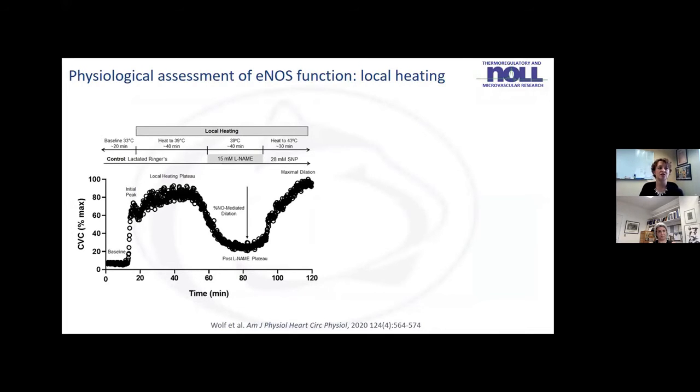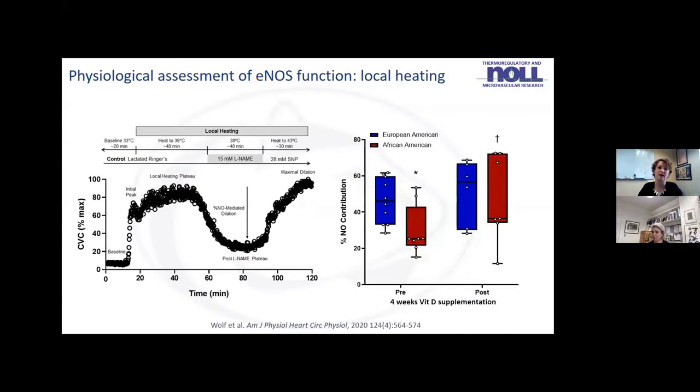And you see an ensuing very nice plateau that is reached that is indeed NO-dependent, because then we perfuse the NO synthase inhibitor over the top of that. And you can readily see that drop in skin blood flow that is nitric oxide mediated.